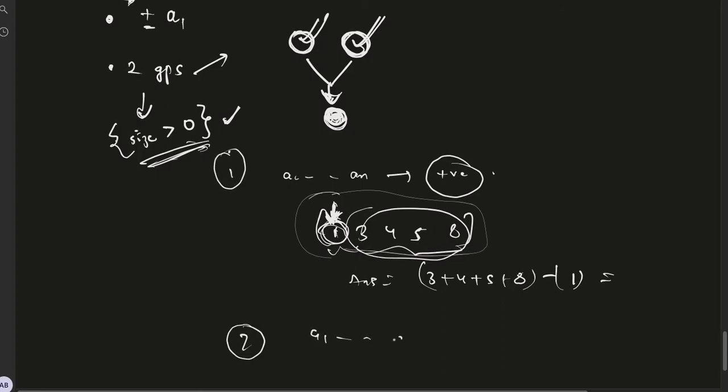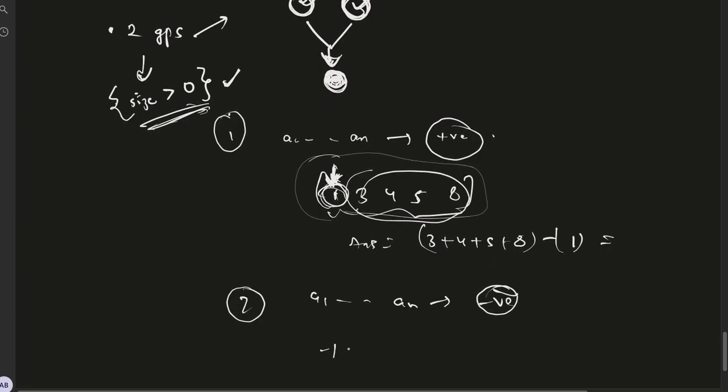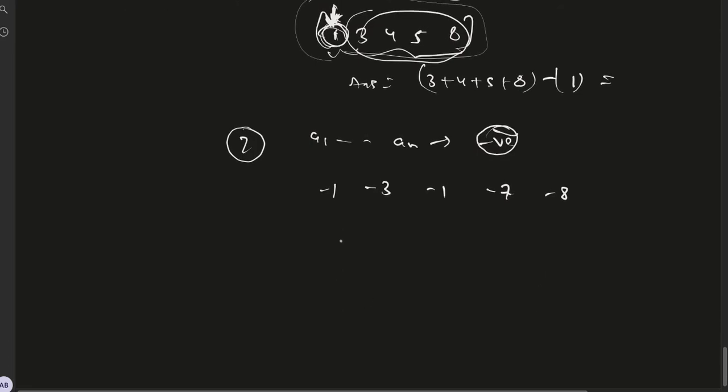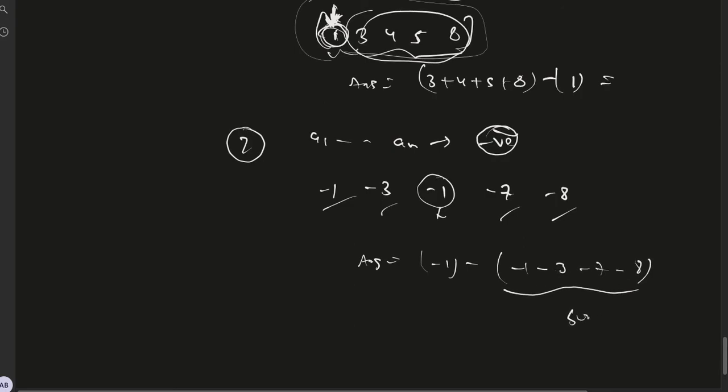Case 2 is when all are negative. Let's say the elements are -1, -3, -1, -7, -8. We pick the maximum of all these, that is -1. This is in one group, and all the rest of the elements are in another group. The answer is the sum of group 1 minus the sum of group 2, where group 2 contains only the maximum element.